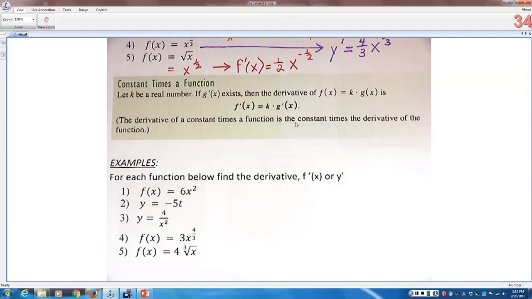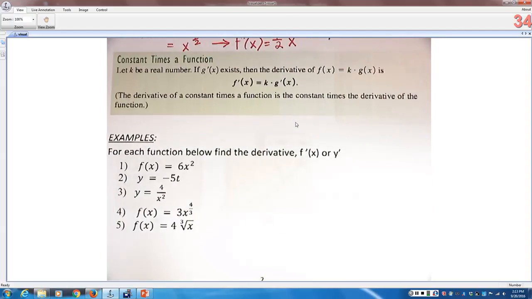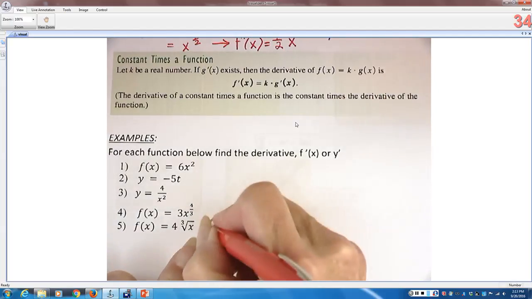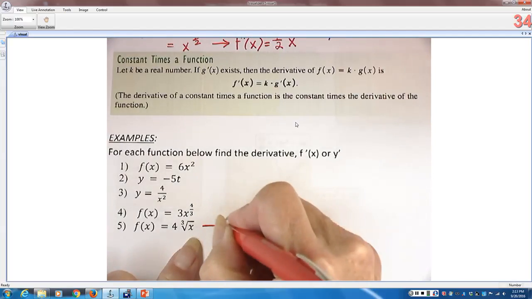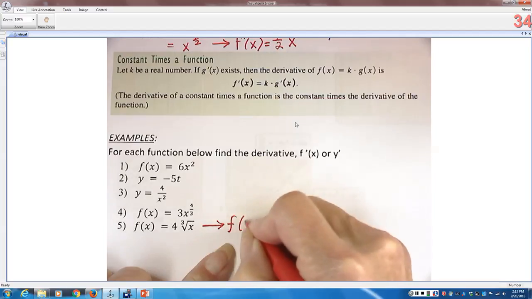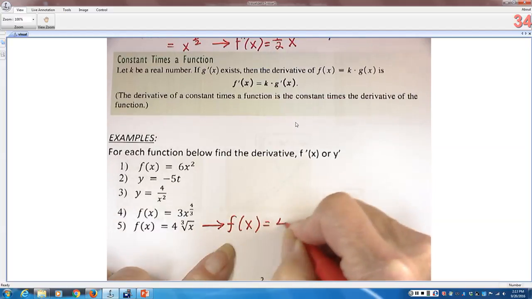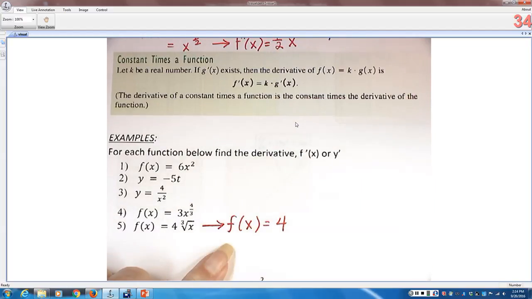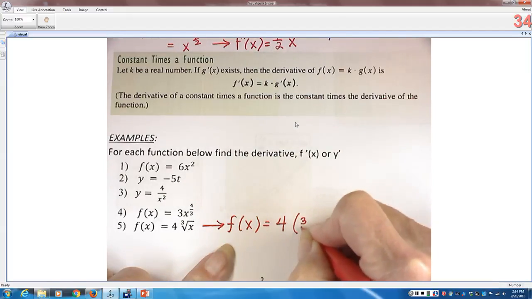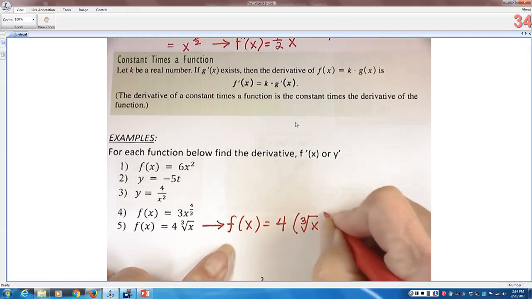So I'm going to demonstrate a couple to you, and then I'll ask you to do some. I'm going to go from the bottom. I'm going to do the harder ones first. Leave you all the easier ones. So I'm going to start at the bottom. Here's f of x. And f of x is the constant 4 times the function, which is the cube root of x.